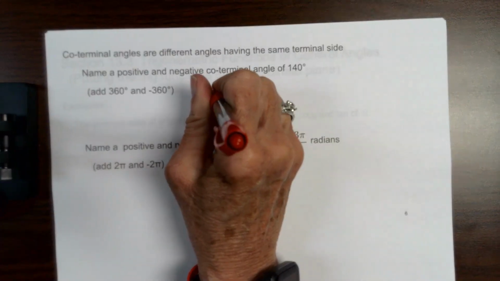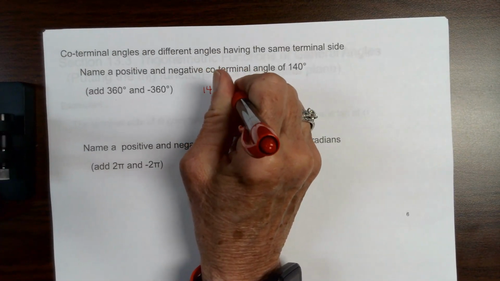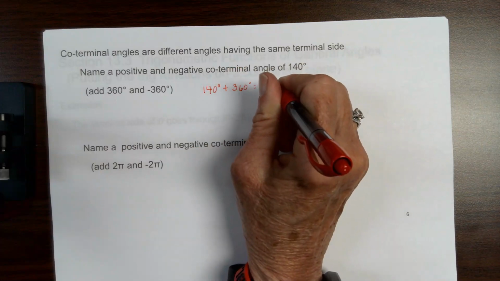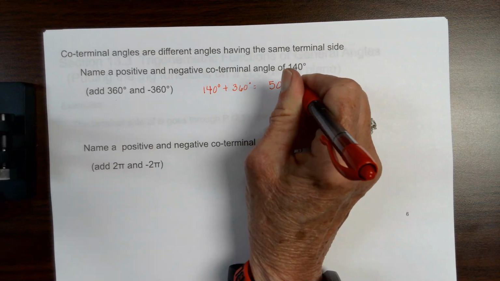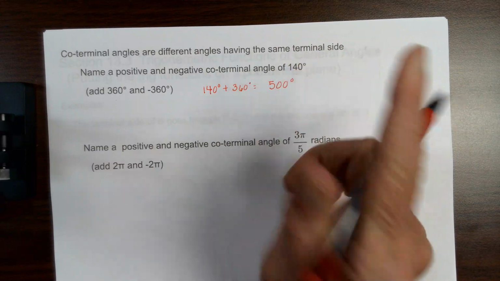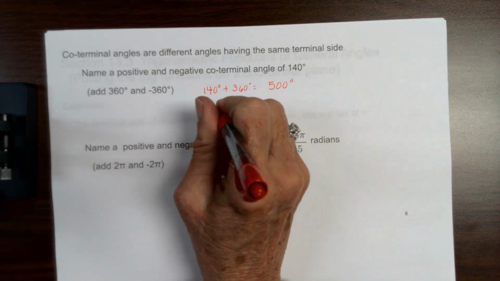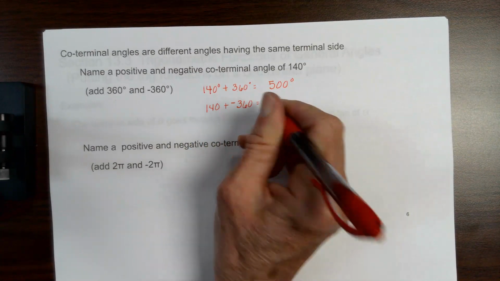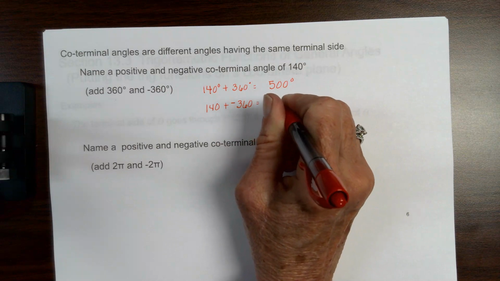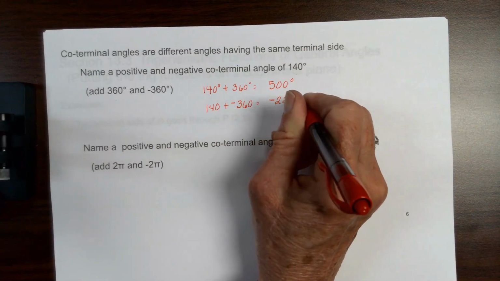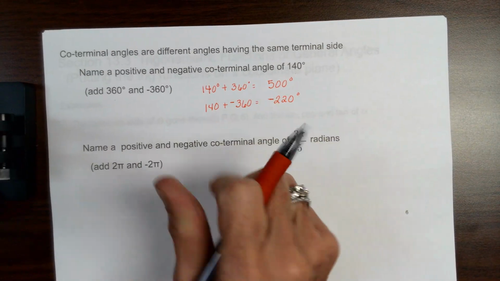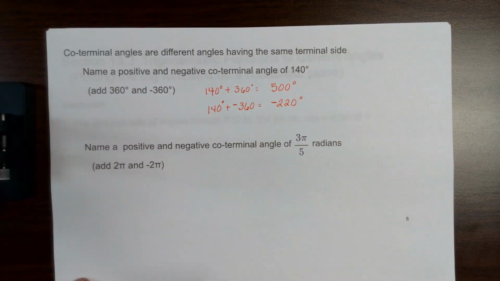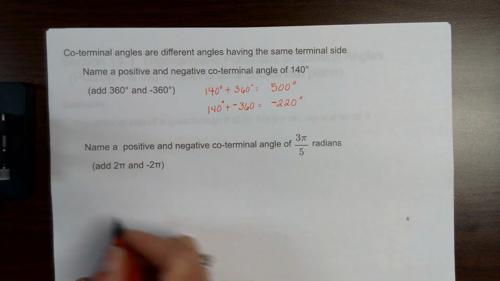So I have 140 plus 360 is going to give me 500. So that is a coterminal angle with 140. I have 140 plus a negative 360 is going to give me a negative 220, and that is a coterminal angle with 140. If they give it to you in radians, then you add 2 pi and negative 2 pi.